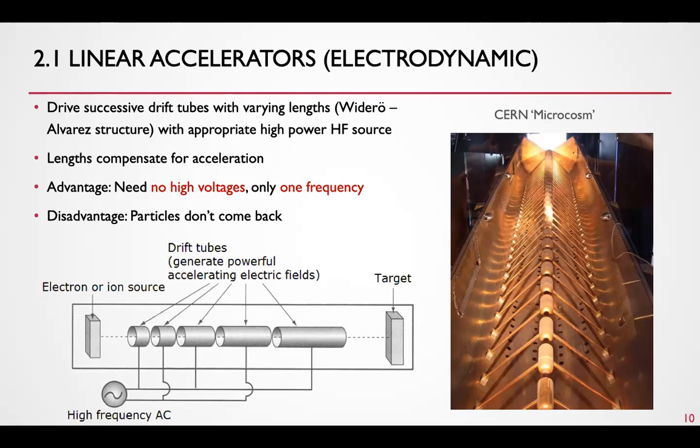So the ingenious idea of the two physicists, Wideröe and Alvarez, is the following. Look at these drift tubes here in the bottom. You have an electron or an ion source, it doesn't matter, just particles with charge, and they at very low speed are injected into drift tubes, and then these are accelerated. And the length of these drift tubes is adjusted to the speed at which these particles move. And because it is adjusted, one can use the same frequency at all acceleration stages.